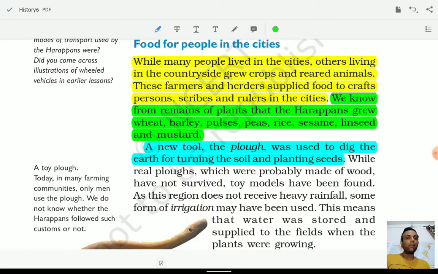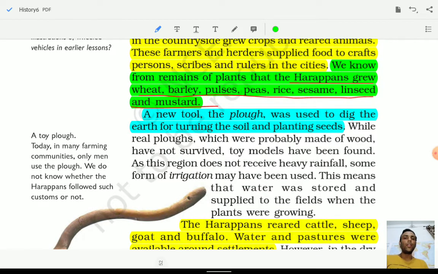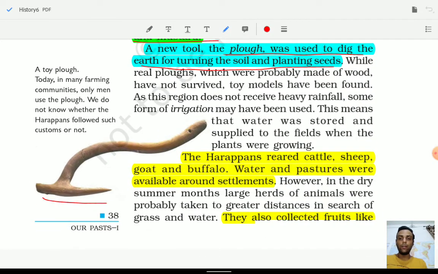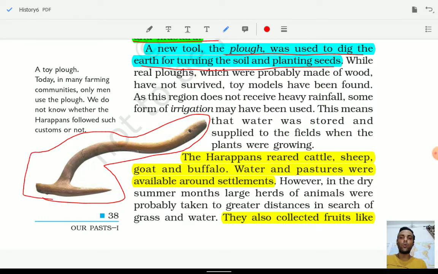So we know from the remains of plants what types of things the Harappans grew, which becomes really important. Harappans grew wheat, barley, pulses, peas, rice, sesame, then linseed and mustard. These are the important things they grew at that time. A new tool like the plow was used to dig the earth, turning the soil and planting seeds. So the plow was an important tool. Look here. This was a toy plow, but they understood the utility of this tool, right?